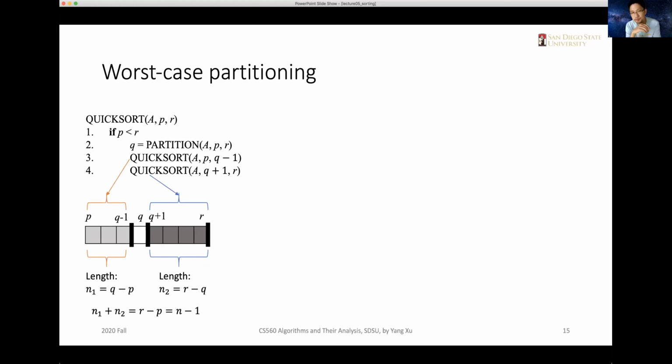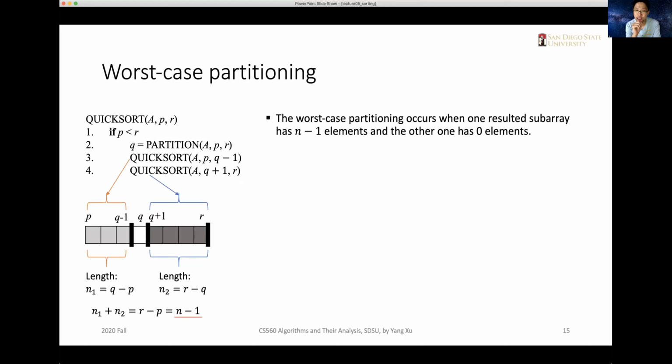Okay, so let's just consider the most extreme case. When the worst case partitioning occurs, of the two resulting subarrays, one has n minus 1 elements, and the other has 0 elements. So that is the most extremely unbalanced partitioning result, right? Let's just do the extreme analysis. Let's assume that extremely unbalanced partitioning happens in each recursive call. Each time the partition procedure is called, the result is always the most extreme unbalanced partitioning result.